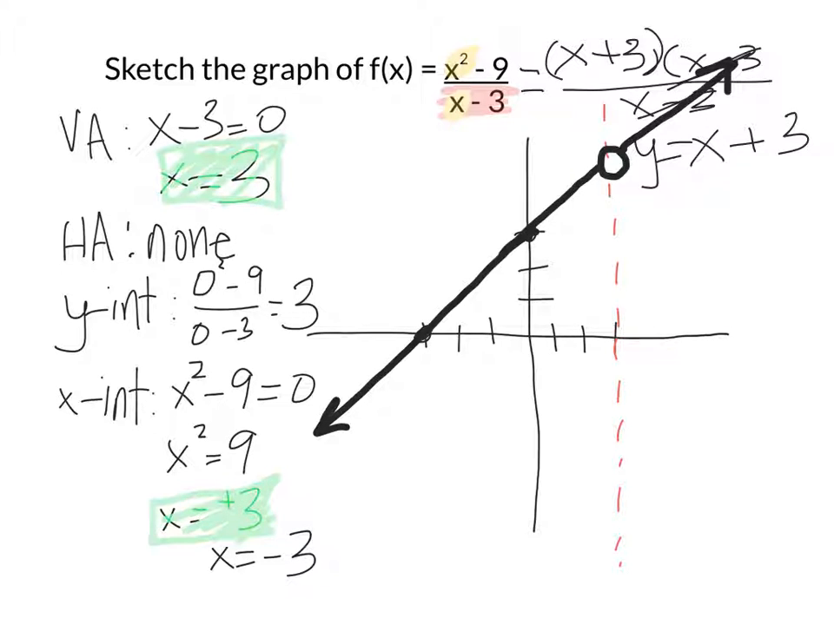So we don't really have an asymptote anymore. This is no longer an asymptote, because the graph doesn't go to positive and negative infinity.